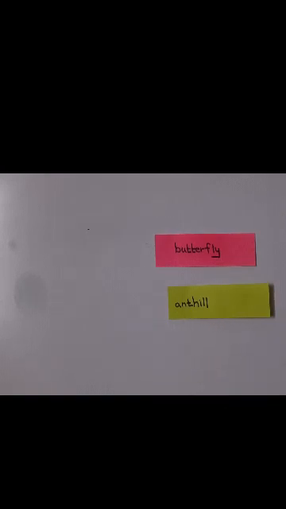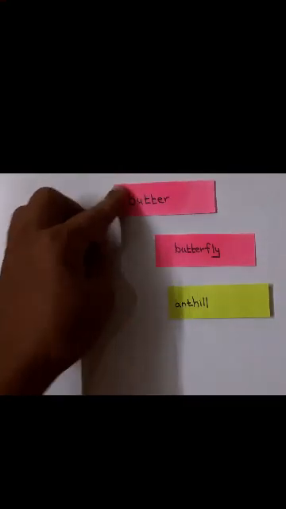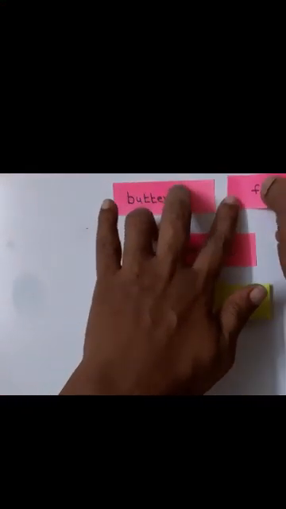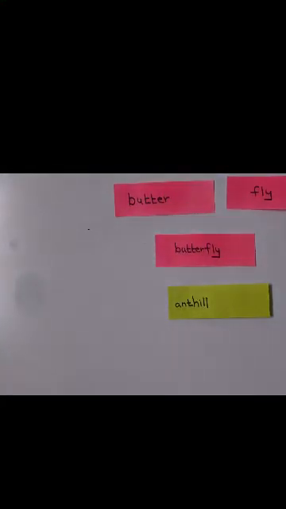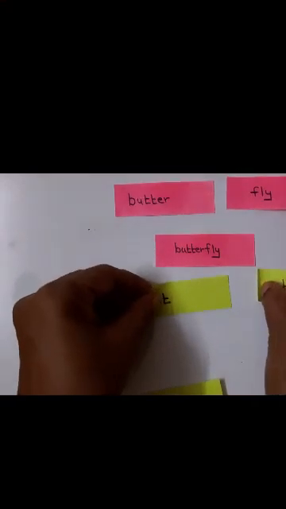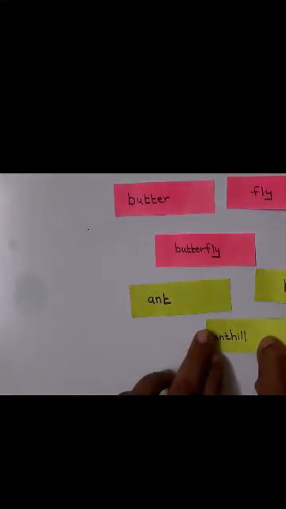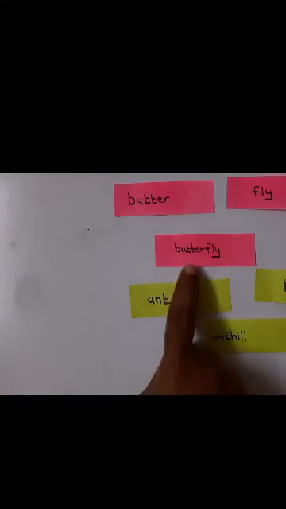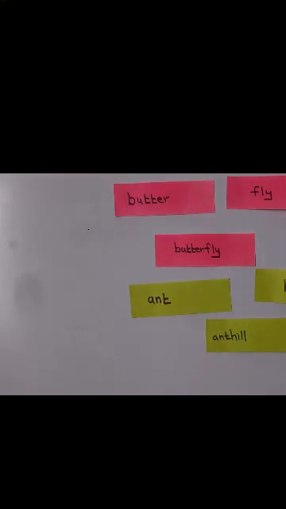Now children, look at the previous word and look at these 2 words. Okay, these 2 were separate, right? Even these 2. So children, these words, butterfly, anthill, these are called compound words. Butterfly and anthill are called compound words.